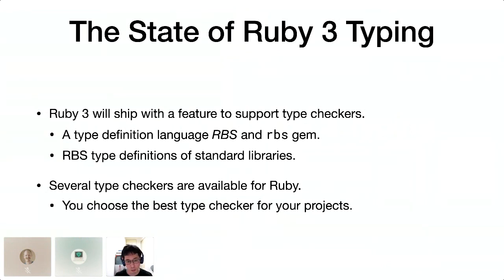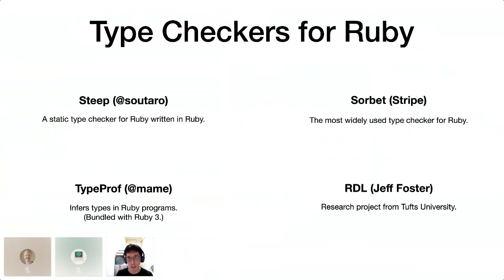There will be several type checkers available for Ruby, but we don't have a standard type checker for Ruby 3. So you can choose the best type checker for your project, install it, and you will have the type checking experience with the type checker you choose. This is a small list of the type checkers available for Ruby. I want to introduce my type checker first. It's called Steep, and it is a static type checker for Ruby. It's implemented in Ruby, so if you want to change something, you can write Ruby to change the behavior of Steep.